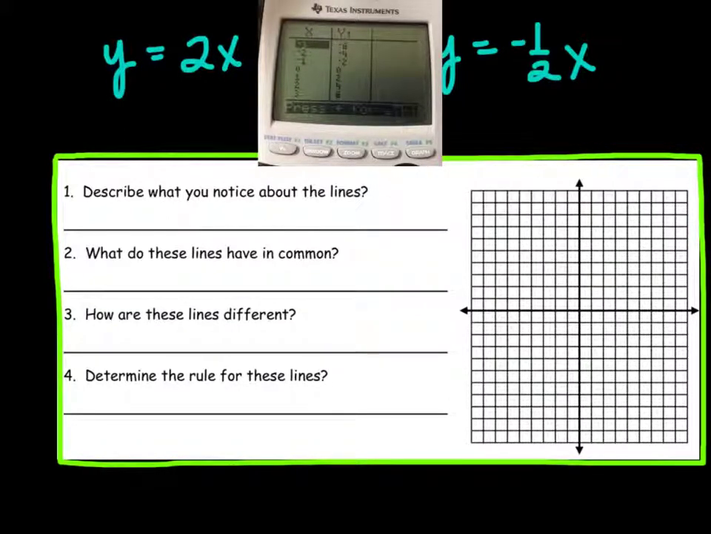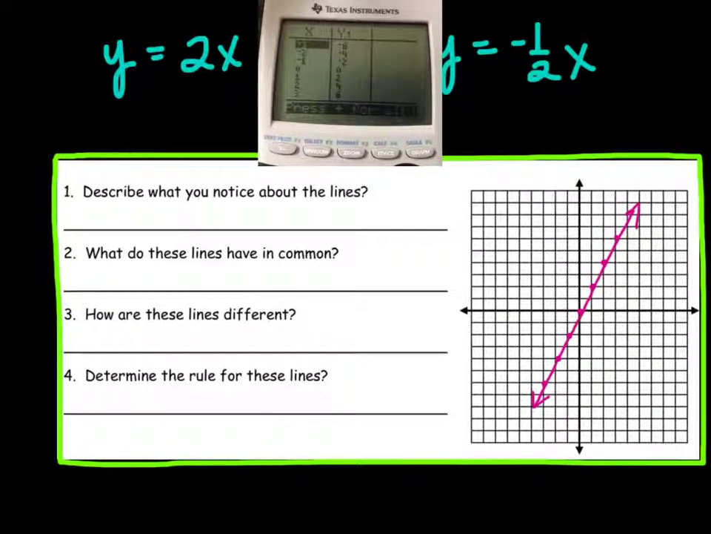We have (-3, -6), which would be about here. (-2, -4), then (-1, -2), (0, 0), (1, 2), (2, 4), and (3, 6). And again, remember, go ahead and connect the dots to see what the line looks like. All right, so we're going to do the same thing with the second equation now.